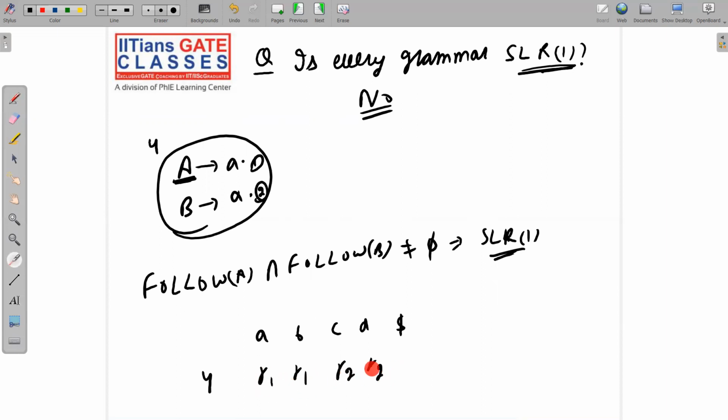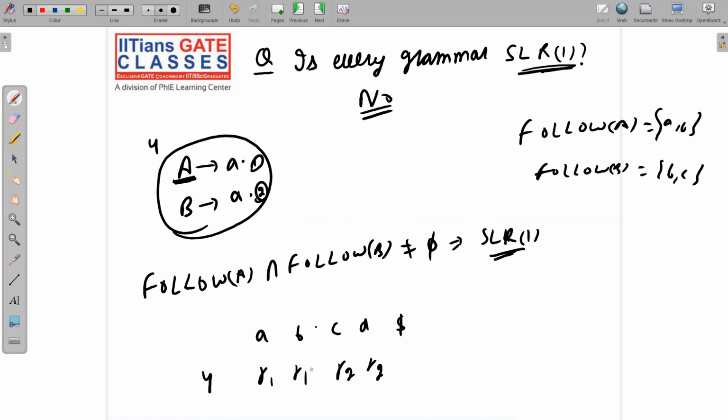No problem at all. But let us suppose Follow of A is AB and Follow of B is BC. B is common now. So here I will have to write R1 slash R2. And D is nowhere, so I will remove it. So in case of B, I have to write R1 or R2. Again, a reduce-reduce conflict will arise.